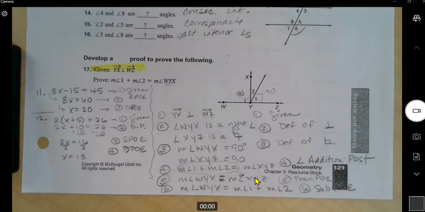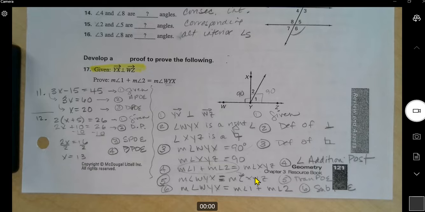My angle addition postulate tells me that 1 and 2 added together are going to equal the measure of angle XYZ. So my transitive property of equality allows me to put these two together. These two measures are the same, and then I'm going to go ahead and put the sum of 1 and 2 in for the one that it's equal to, and then I end up with my proof statement.